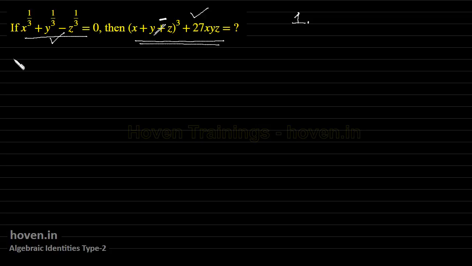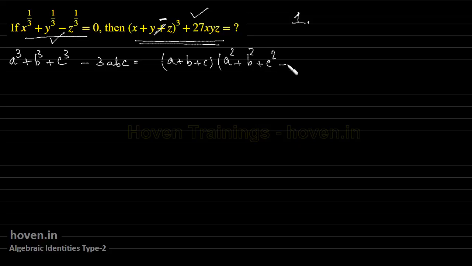So let us straightaway write that formula: a³ + b³ + c³ − 3abc = (a + b + c)(a² + b² + c² − ab − bc − ca). This is the formula that we know. Now why have I used abc? Because the question itself contains xyz, so a possible confusion could be there. That is why I have used abc here instead of xyz.